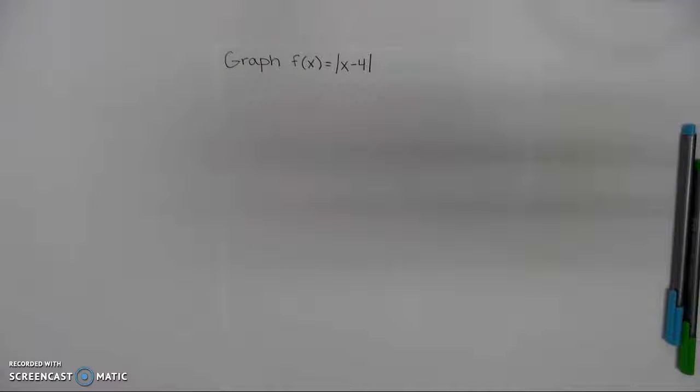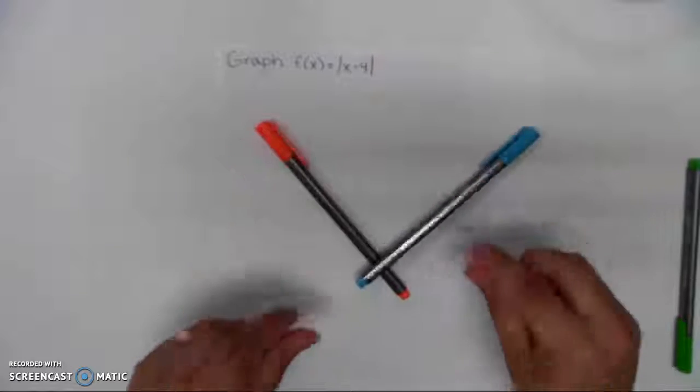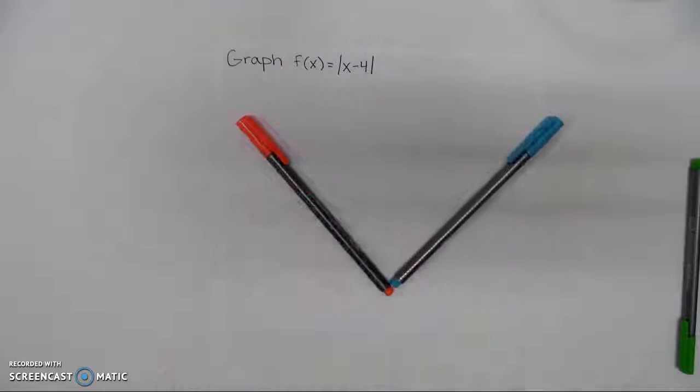We are going to talk about graphing absolute value functions. Absolute value functions are an interesting function because the definition of absolute value is that there cannot be any negative answers, because remember, absolute value is the distance from zero. Your graph is actually going to look like a V, like this.